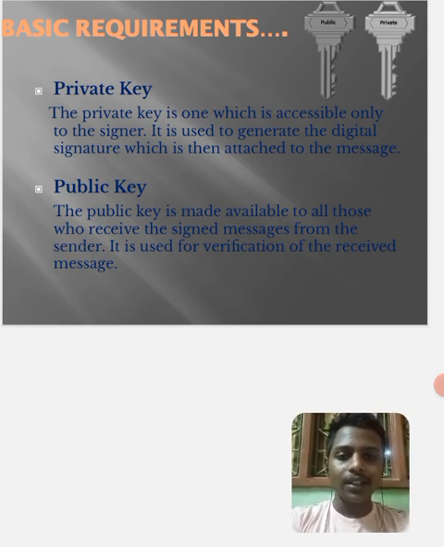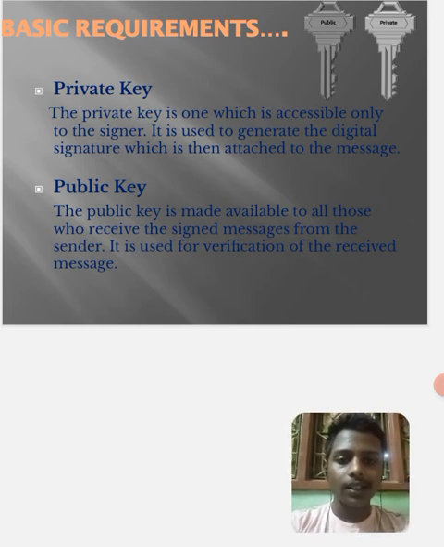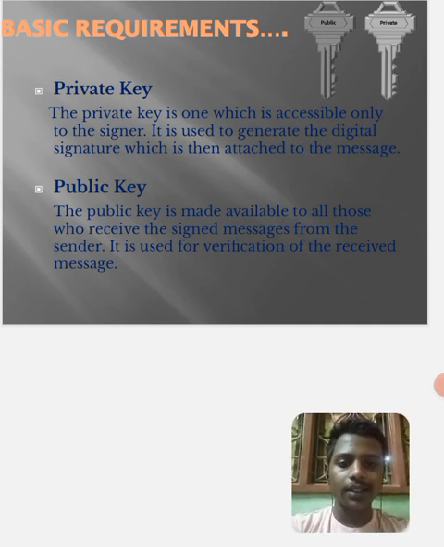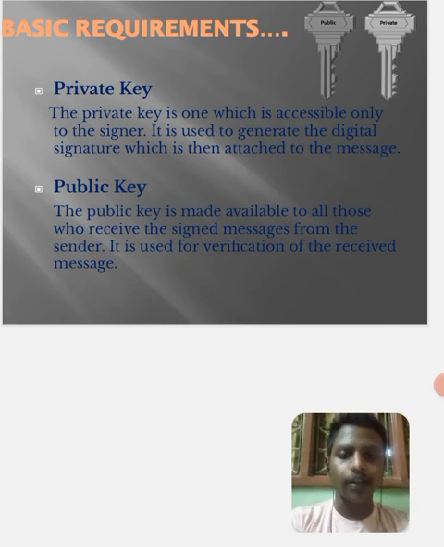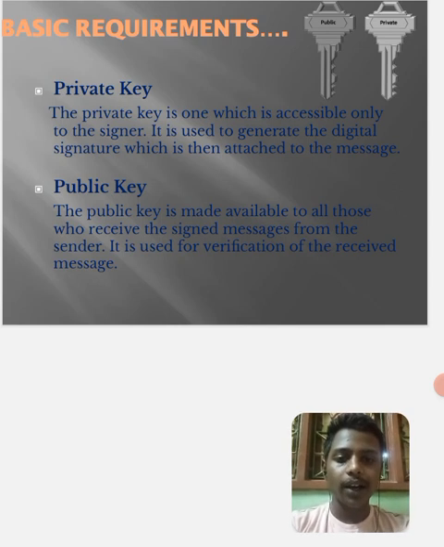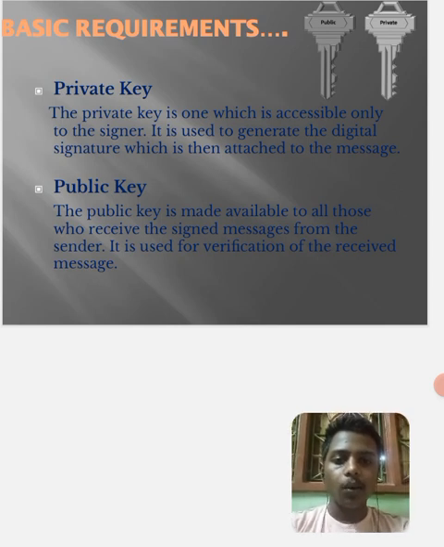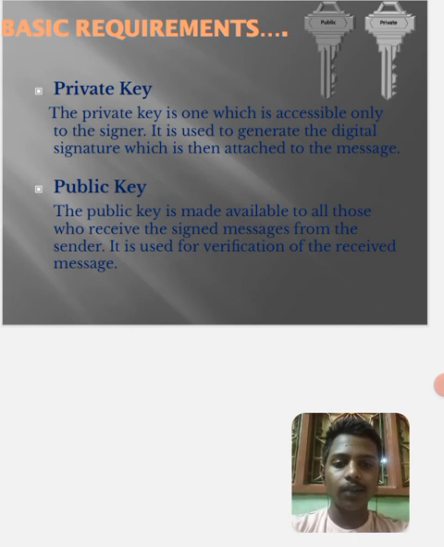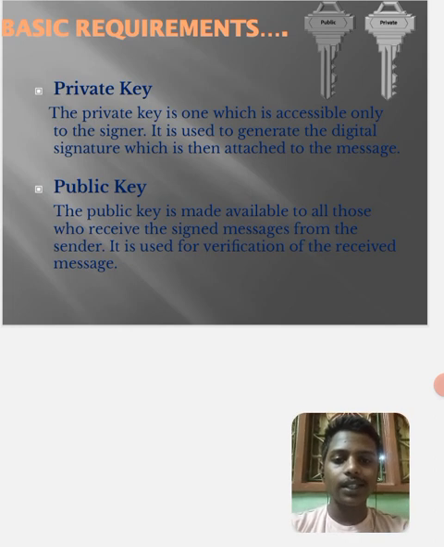Private key. The private key is one which is accessible only to the signer. That means only the signer accesses that private key. It is used to generate the digital signature which is attached to the message. Public key. The public key is made available to all those who receive the signed message from the sender, who are seeing it, that's the public. It's made available to all users who see the sender.